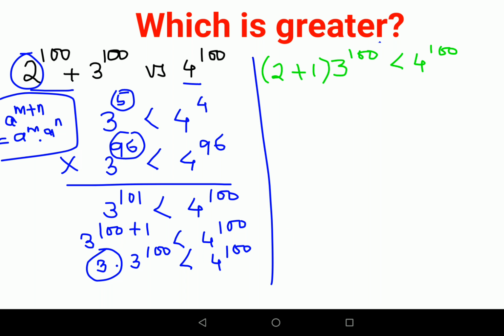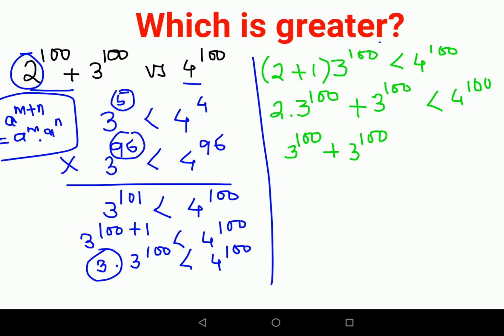Okay, so let's multiply this. This will get you 2 times 3 raised to 100 plus 3 raised to 100, which is smaller than 4 times 4 raised to 100. Can I write this as 3 raised to 100 plus 2 times 3 raised to 100? That can be written as 3 raised to 100, 2 plus 3 raised to 100, and this 3 raised to 100 will be written ahead.